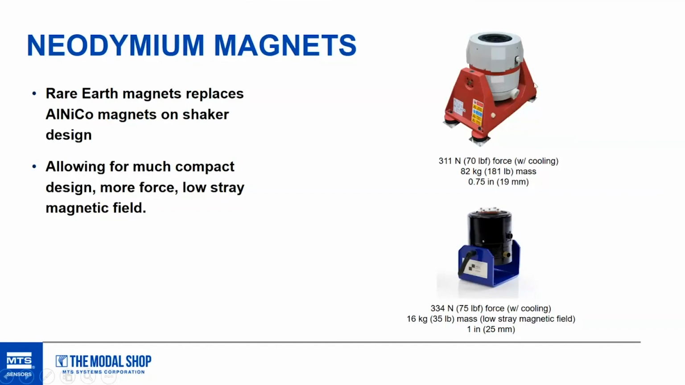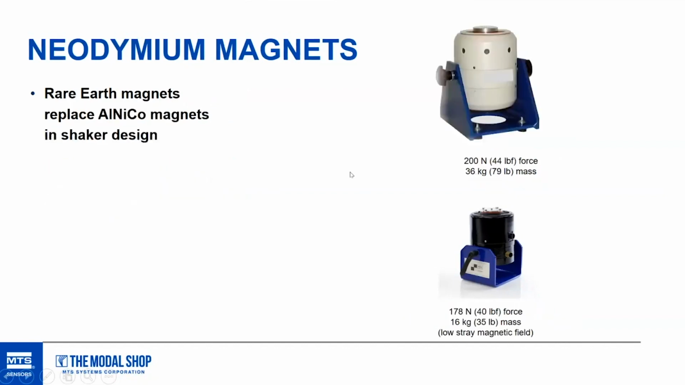Also, I think the base on the red shaker is more massive. But if you keep looking around, this is another example where the base is about the same style, perhaps the same mass, but the shaker on the top is 36 kilograms, which is a little more than twice the mass of the shaker on the bottom.